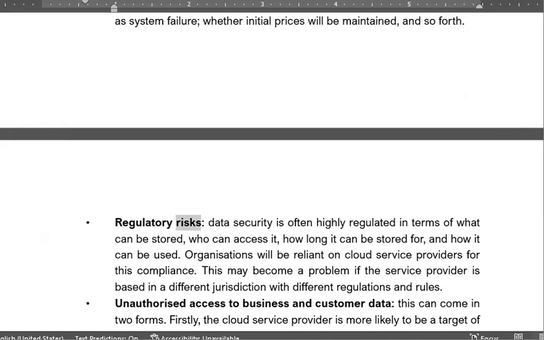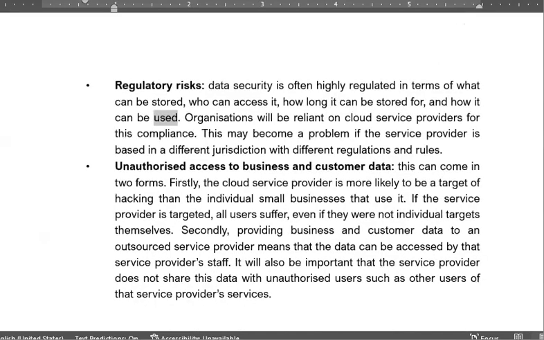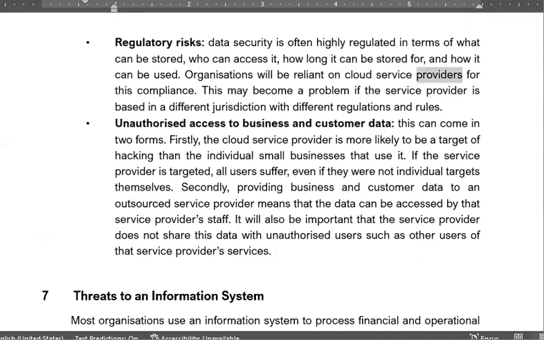Regulatory risks. Data security is often highly regulated in terms of what can be stored, who can access it, how long it can be stored for, and how it can be used. Organizations will be reliant on cloud service providers for this compliance. This may become a problem if the service provider is based in a different jurisdiction with different regulations and rules.